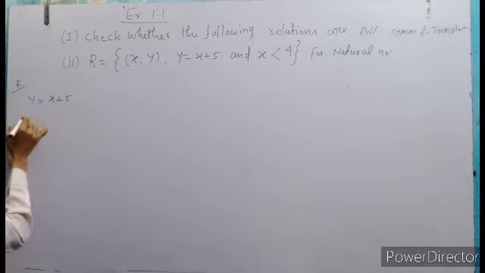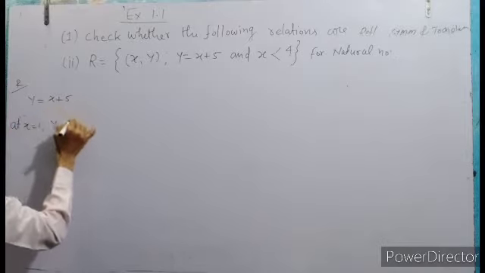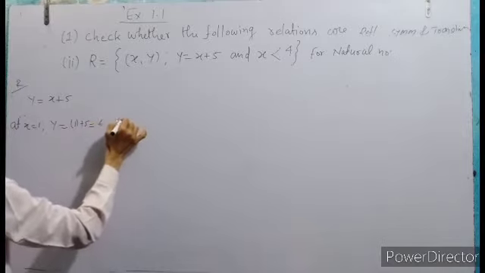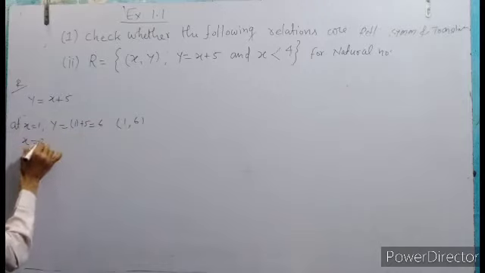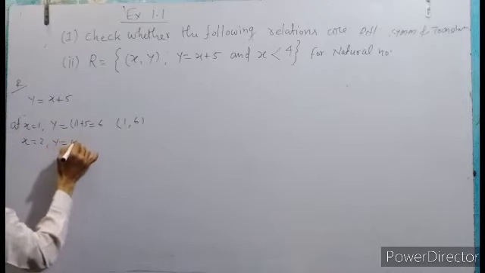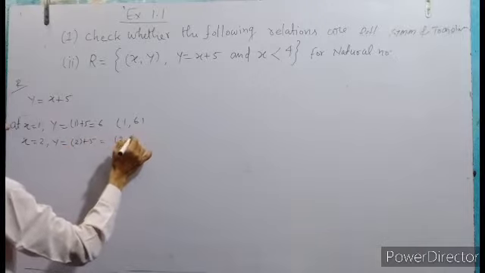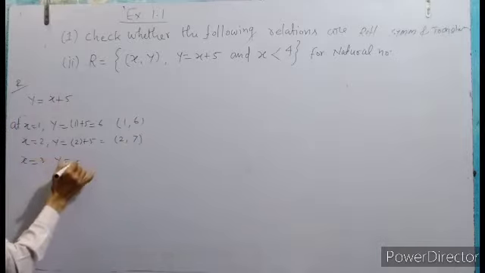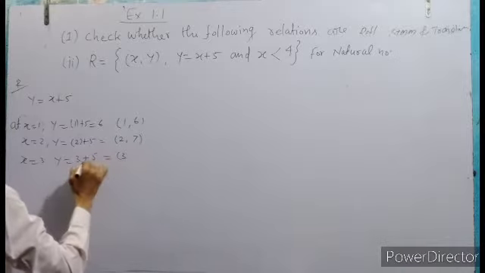So if we take x equal to 1, what will y be? y equals x plus 5, so in place of x, 1 plus 5 is equal to 6. It means if we put 1, then we get 6. If we put x equal to 2, then y is 2 plus 5, that means 7. x equal to 3, y equal to 3 plus 5. If we put 3, y will be 8.